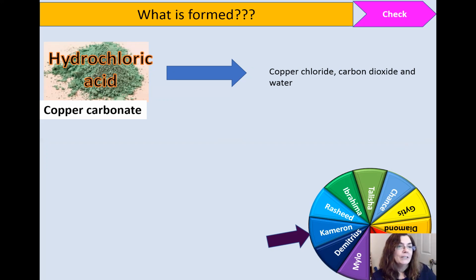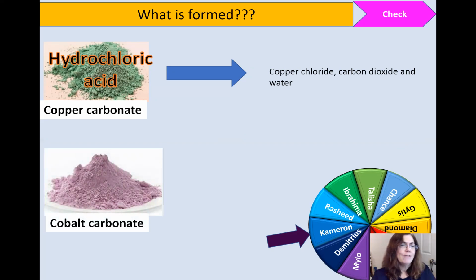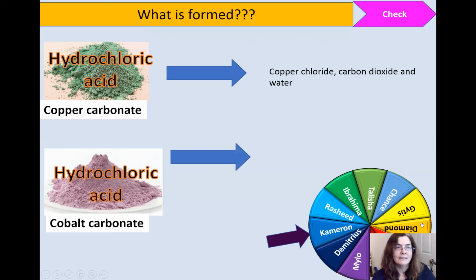Okay, let's do the next one. So see if you can answer before the person it chooses. So cobalt carbonate reacting with hydrochloric acid. Okay, what are the products? Who knows the answer? That is going to be Connor. Okay, so can Connor tell us the answer? So the answer is, remember here's the metal, so it's going to be cobalt chloride, carbon dioxide and water. That's correct. Okay, let's have a look at another one.